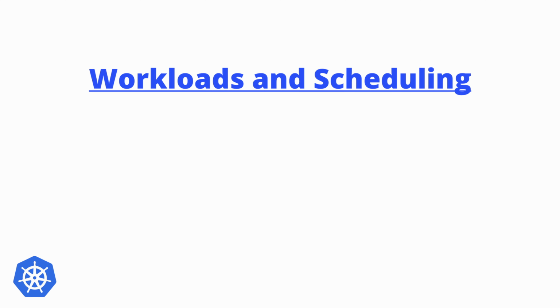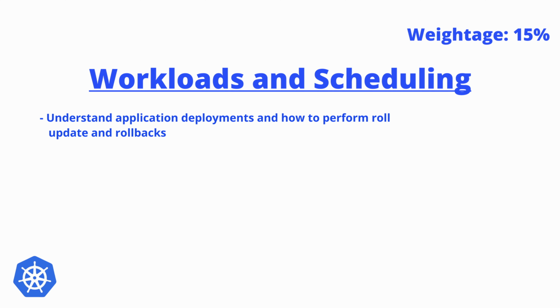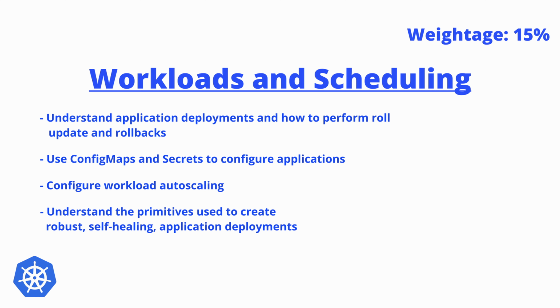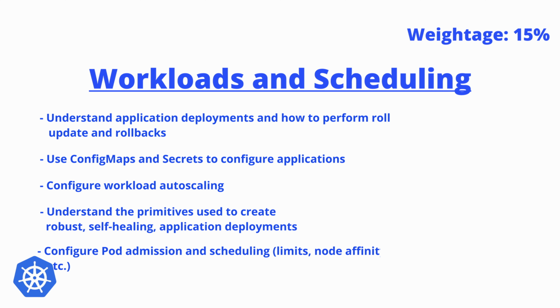Next thing is workloads and scheduling. This will consist of 15% of weightage, and the aim here will be to understand application deployment and how to perform rolling updates and rollbacks, use ConfigMaps and Secrets to configure your application, configure workload autoscaling, understand the primitives used to create robust self-healing application deployment, configure pod admission and scheduling, for example, limits, node affinity, etc.